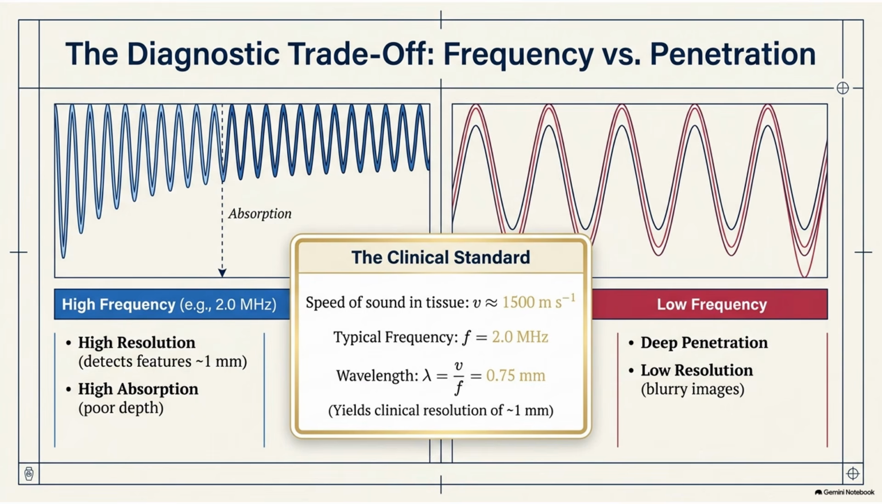Lower-frequency ultrasound behaves differently. It can travel deeper into the body because it experiences less attenuation, but the resulting image has lower resolution. So there is an important diagnostic trade-off. High frequency gives better resolution but less penetration. Low frequency gives greater penetration but lower resolution. The appropriate frequency therefore depends on what structure we want to examine.